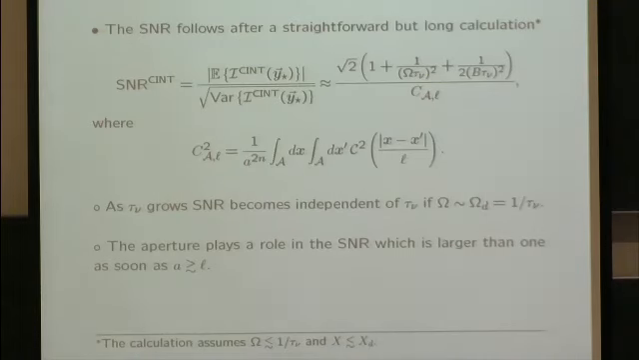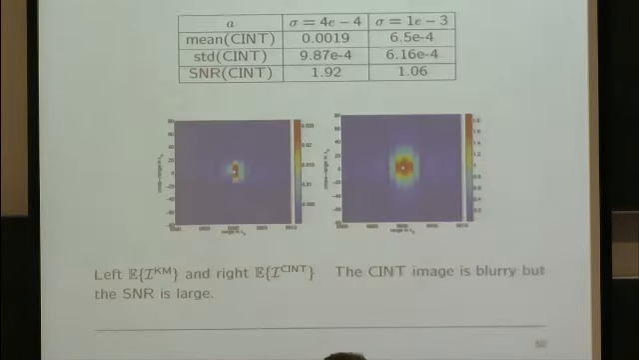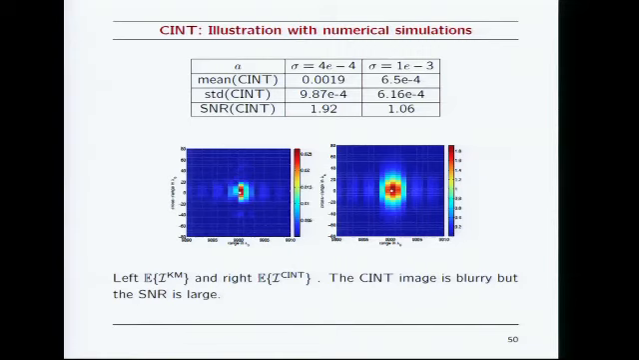And also, you can see that you can improve the signal-to-noise ratio of coherent interferometry by increasing the aperture. And in fact, you can show that the signal-to-noise ratio is going to be large as soon as you have an aperture that is bigger than the decoherence length. Okay? So let me show some results now.